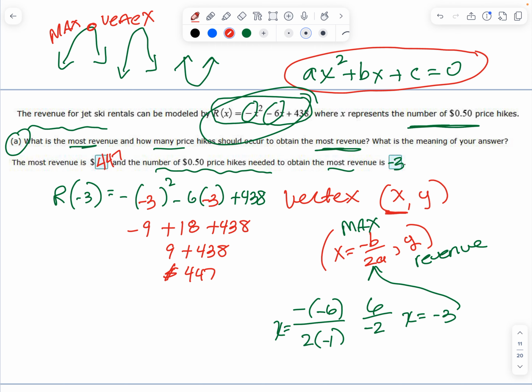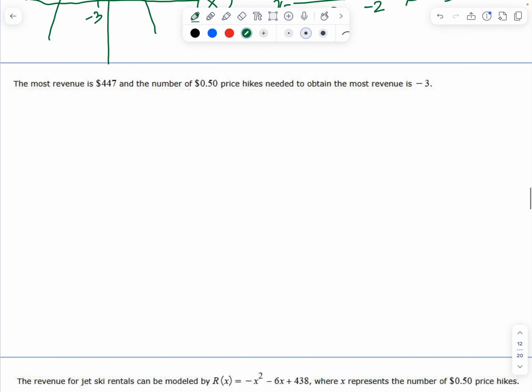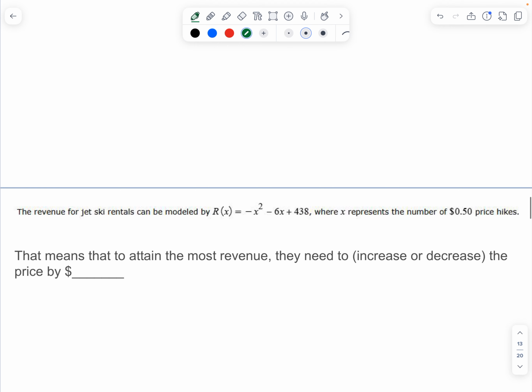So 447. If you think about this visually, let's draw a little x, y coordinate plane. And let's say our max revenue is 447. That means your parabola is going to have a max right here. And when your price hikes are at negative 3, then your max revenue would be 447. Okay, let's see the next part. Nope, that's right. The most revenue is 447, and the number of price hikes to obtain it is negative 3.